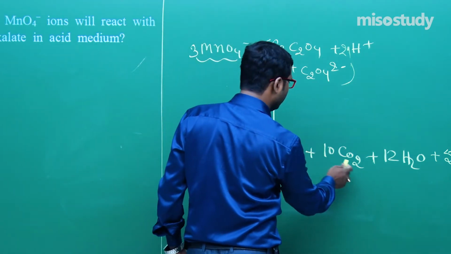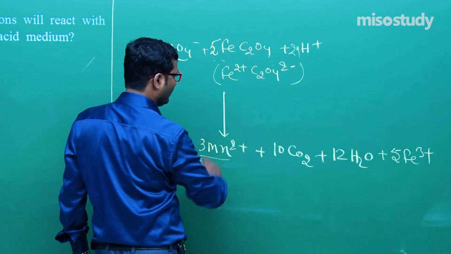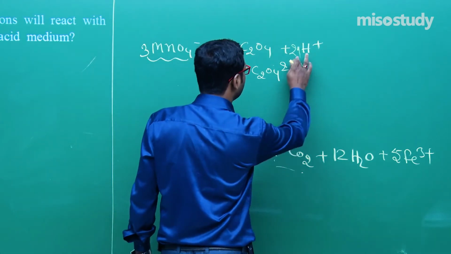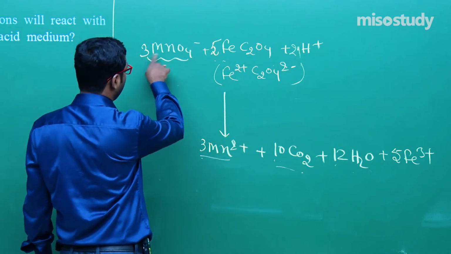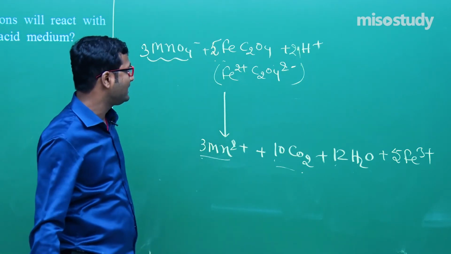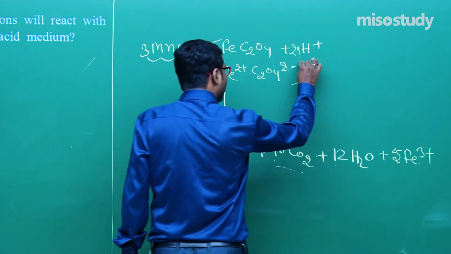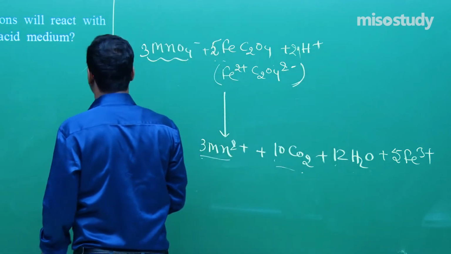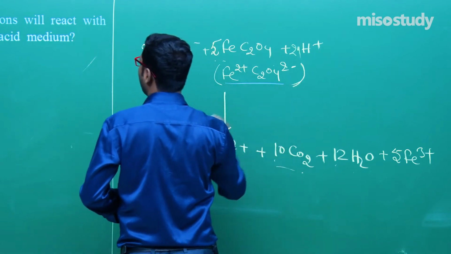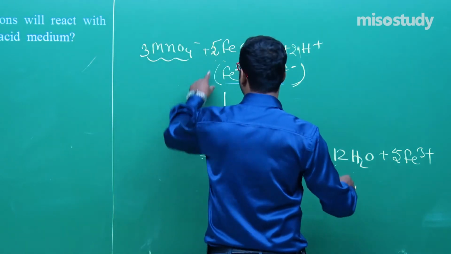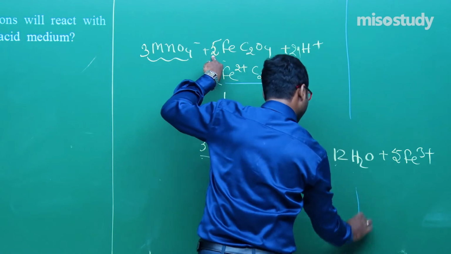C2, 5 to 10, okay. 5 for 20, okay, and 24 H plus, 24, and water 12 and oxygen 40. That is the complete balanced reaction. Clear to you? Now read the question carefully. What is given here? How many moles of MnO4 minus ion will react with 1 mole? Here is 5 mole according to the balanced reaction.